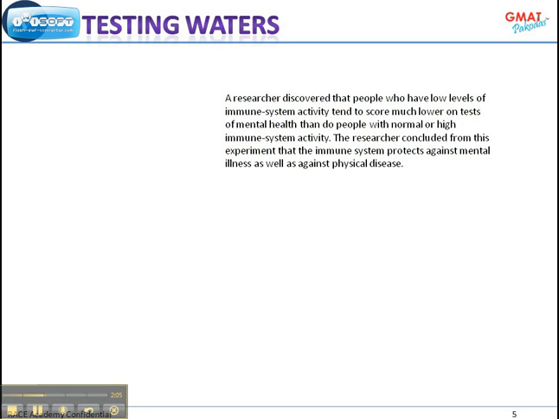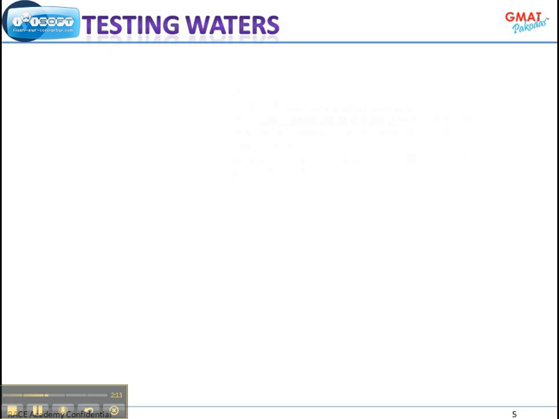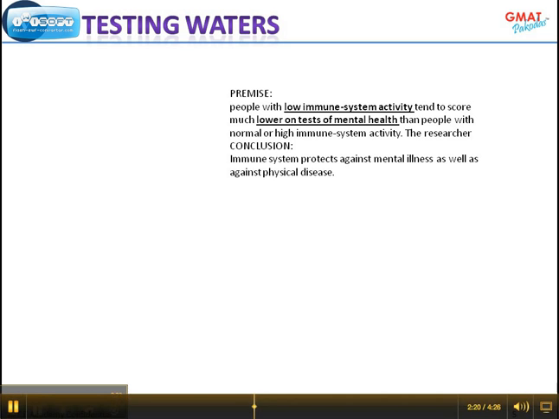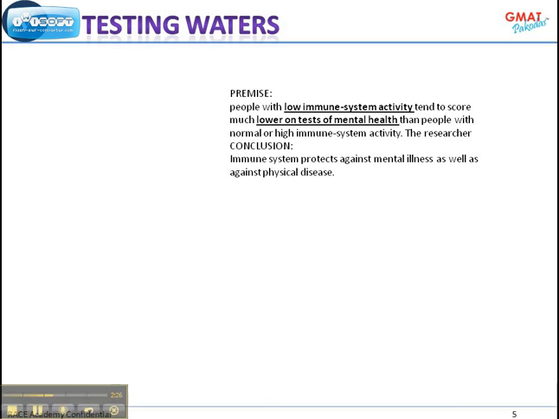Let us rephrase the argument in such a way that we identify the premise and the conclusion. Premise: low immune system activity, low on tests of mental health. That means conclusion: immune system protects against mental illness as well as against physical disease. Now, there are two things here. One is low immune system activity and one is low mental health. Let's consider low immune system activity as event A and low mental health as event B.